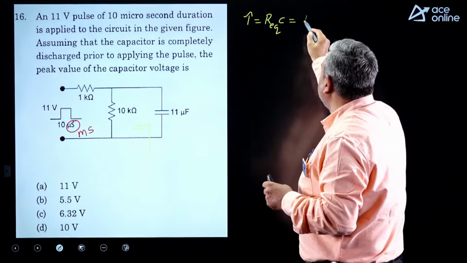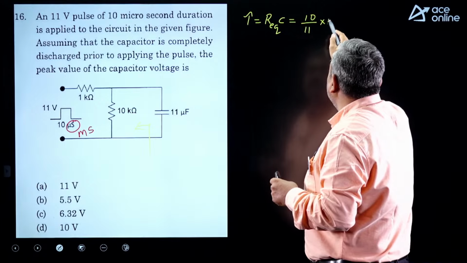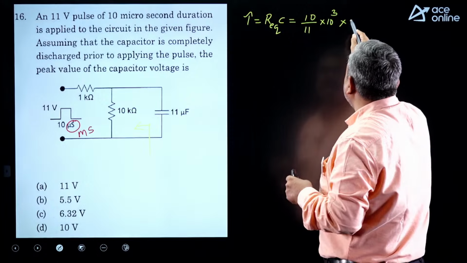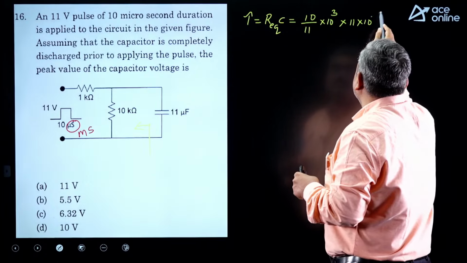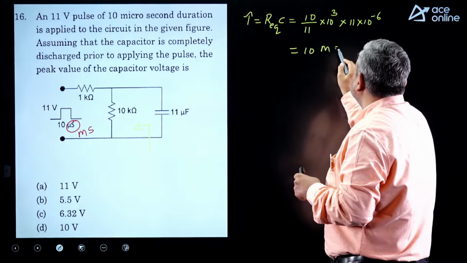So it becomes 10 by 11 kilo ohms, and C equivalent is 11 micro. So this value comes out to be 10 milliseconds.